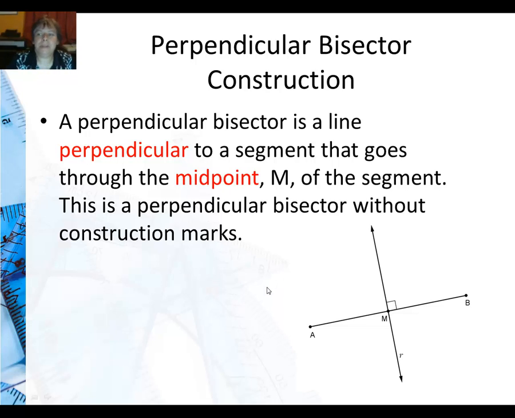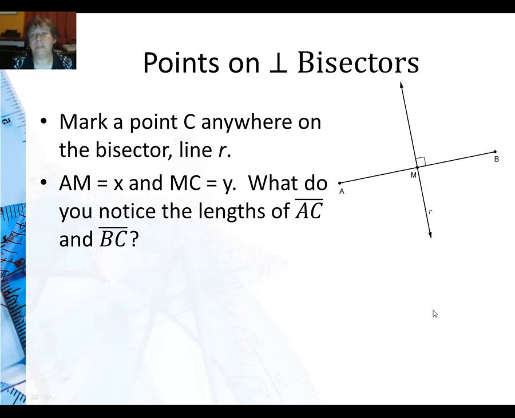All right, now the perpendicular bisector construction is my personal favorite, and perpendicular bisectors are very interesting lines. They are perpendicular to a segment, and they pass right through the midpoint. So this is a perpendicular bisector here without any construction marks. So it's just given as a perpendicular bisector. Again, there's the midpoint, and there's a right angle, and because it's a midpoint, both of these segments are congruent. So that's important to know.